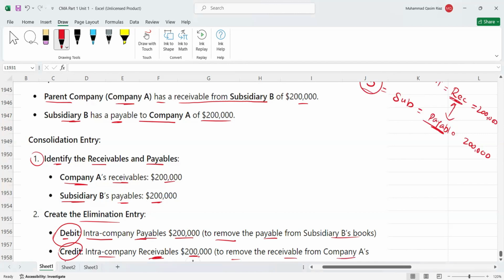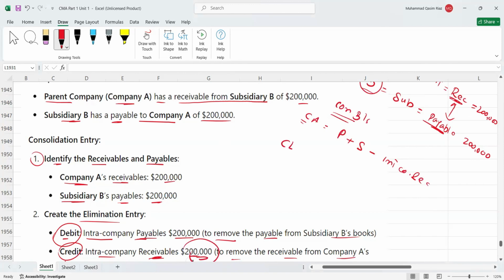And now if you prepare the consolidated balance sheet, under the current asset section, you will write parent's receivable plus subsidiary's receivable. So we will add parent's receivable plus subsidiary receivables minus intra-company receivables. So this amount will be deducted here, 200,000, right?